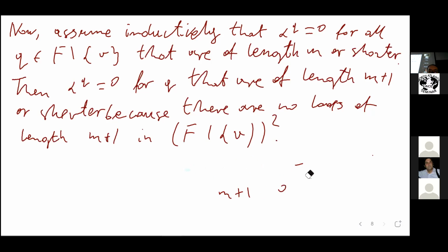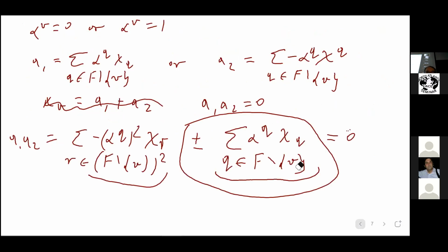And the argument is exactly as before. If you remember how we argued here, we do this multiplication here. We'll have these two terms. And here we have a problem because if q is a loop of length m plus 1, it cannot cancel with anything in the next summand because over there loops are of length at least 2m plus 2. And this way we prove that basically all these alpha q's must be 0.